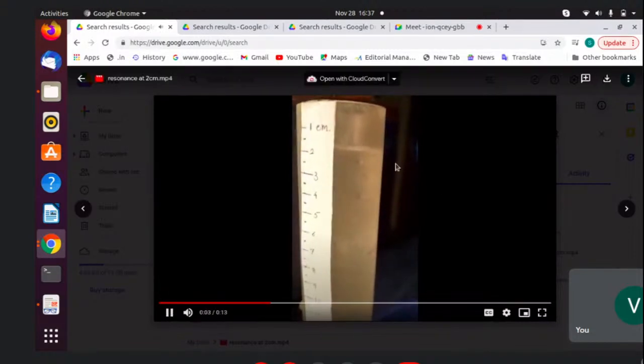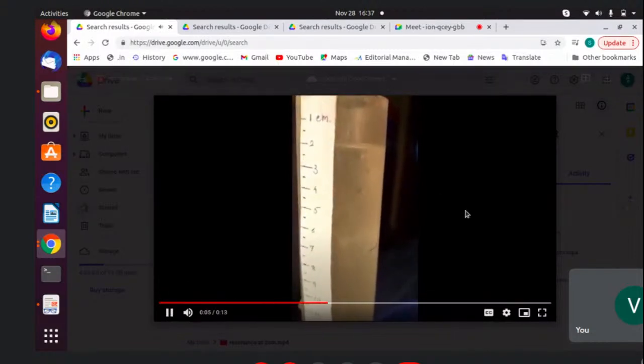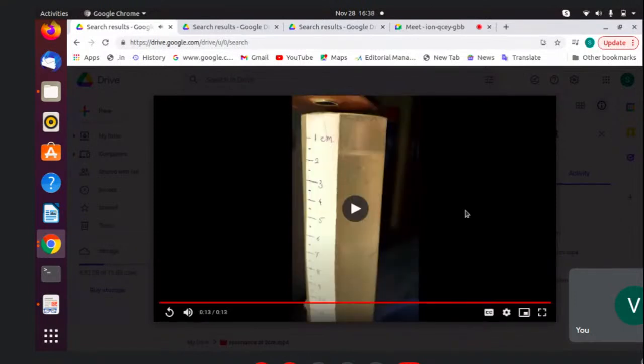Now let's see. It's 1.5 centimeter. Water level, you can see it is coming down. Maybe between 2 to 2.5 centimeters. So you'll have to take a number of readings and take an average. That's all.